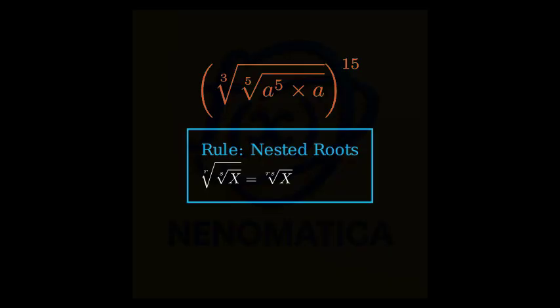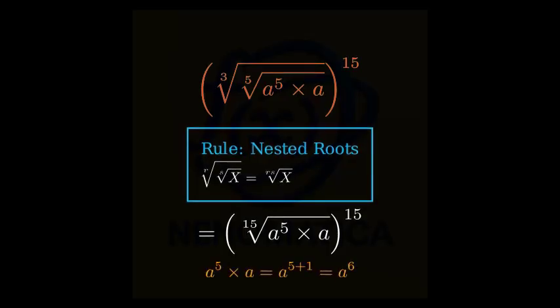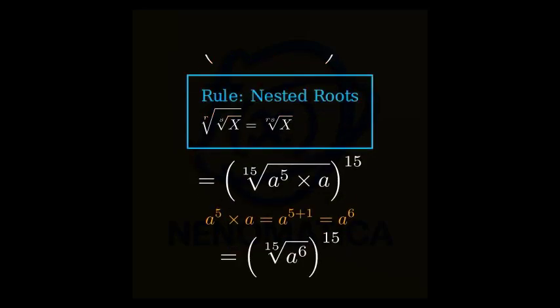Now, apply it to the inside. After combining the roots, we get the 15th root of a to the 5th times a, still raised to the 15th power. Next, we will simplify the radicand by combining like bases. Inside the radical, a to the 5th times a to the 1st equals a to the 6th. Replace the product by a to the 6th. Now we have the 15th root of a to the 6th raised to the 15th power.